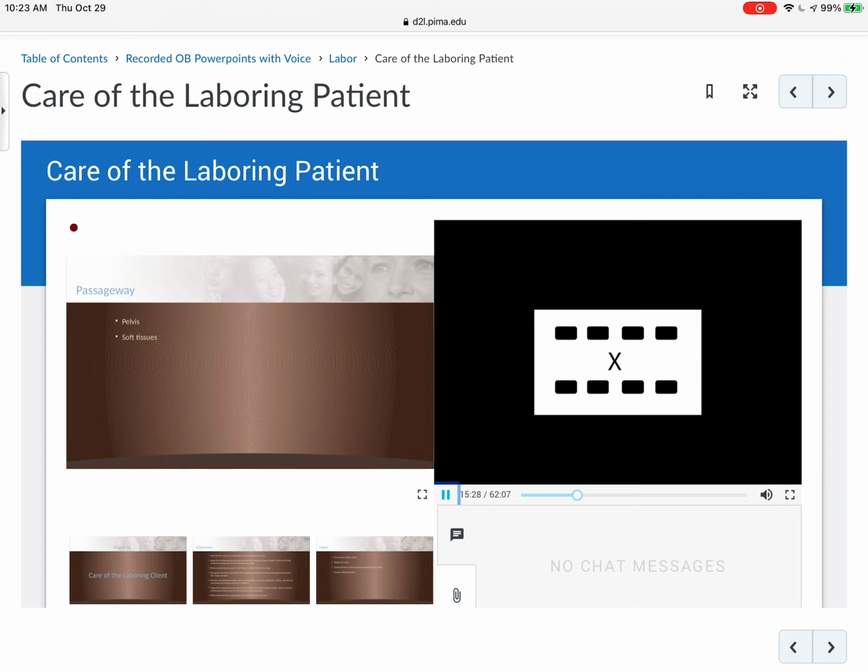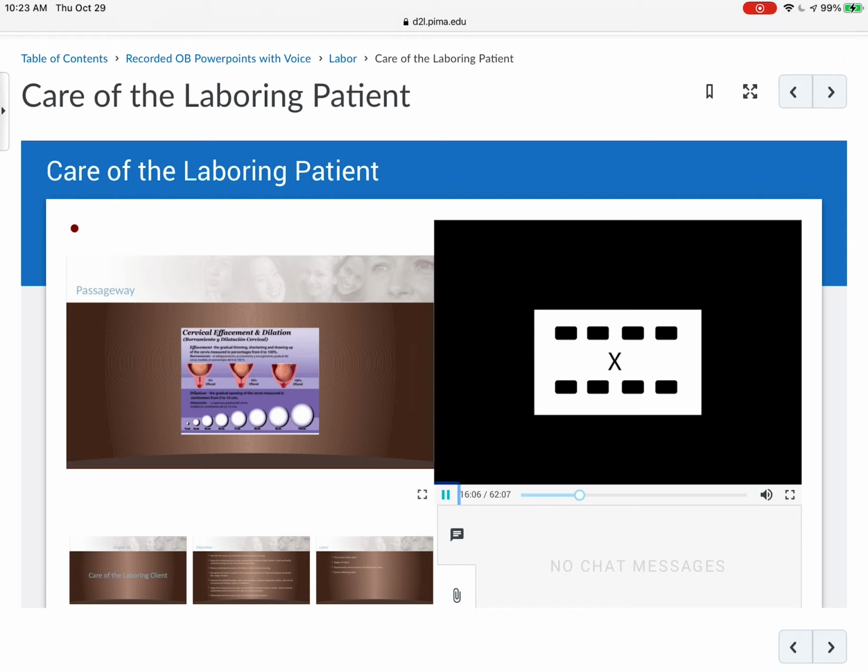The passageway also has a lot to do with how mom's labor is going to go: the size of the pelvis, the shape of the pelvis, and the soft tissues, meaning the cervix, the vagina, and the pelvic floor. We know that the cervix needs to dilate. When a patient is pregnant, that cervix is long and thick because we don't want the baby to be born early. About 2 to 3 weeks before that baby is born, the Braxton Hicks continue. The baby comes down the birth canal and thins out that cervix.